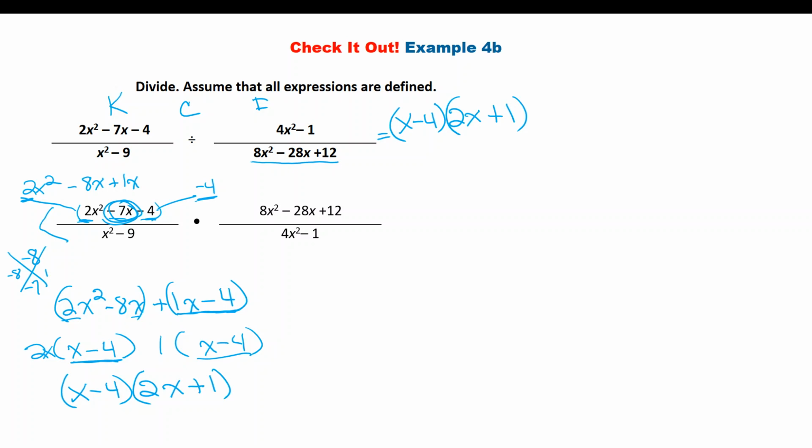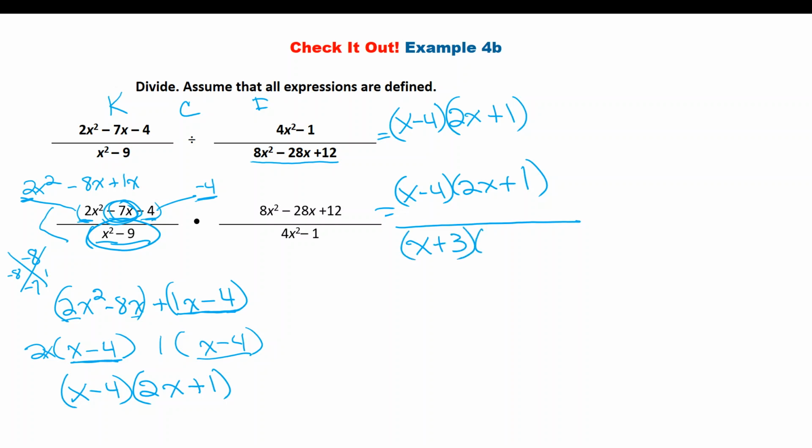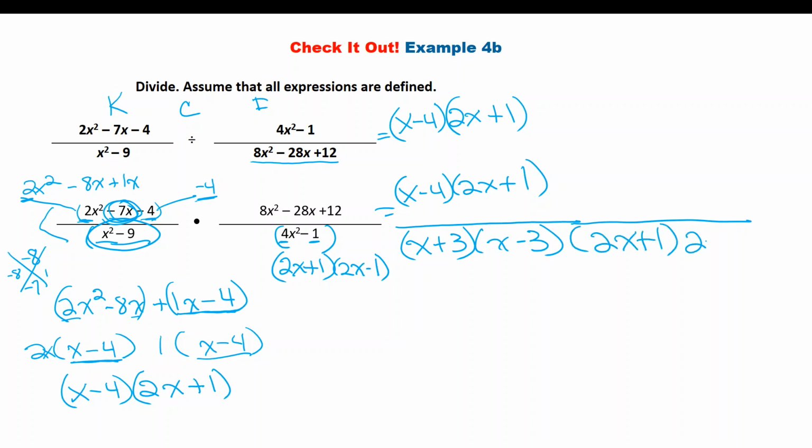All right, next I'm going to go ahead, actually I need to put this up here, x minus 4 times 2x plus 1. All right, next let's go ahead and deal with this. It's x squared minus 9. We can see that that's the difference of two perfect squares, x plus 3 and x minus 3. All right, we're going to keep on going. Here I have 4x squared minus 1. It's not easy to see at first, but it's actually the difference of two perfect squares. So that's going to be 2x plus 1 and 2x minus 1. So I'll go ahead and put that over here. 2x plus 1 and 2x minus 1.